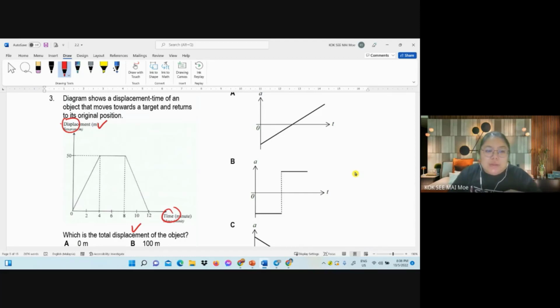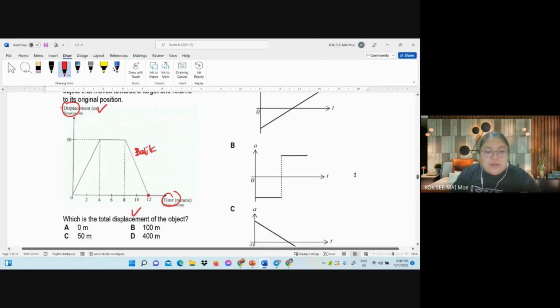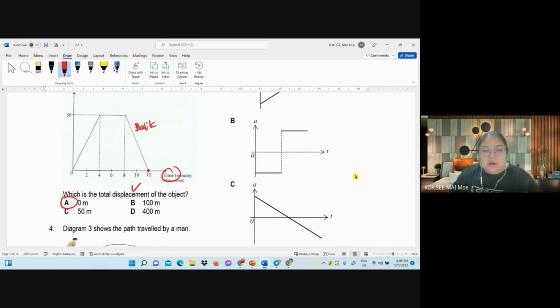Displacement has direction, so you move from 0 until 50. Then what does this part mean? This part is turning back, you come back in the opposite direction. So you go back to the original location, and your final displacement is only 0.